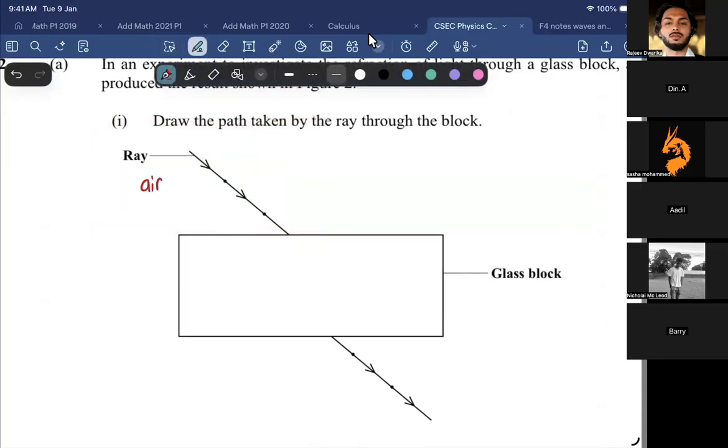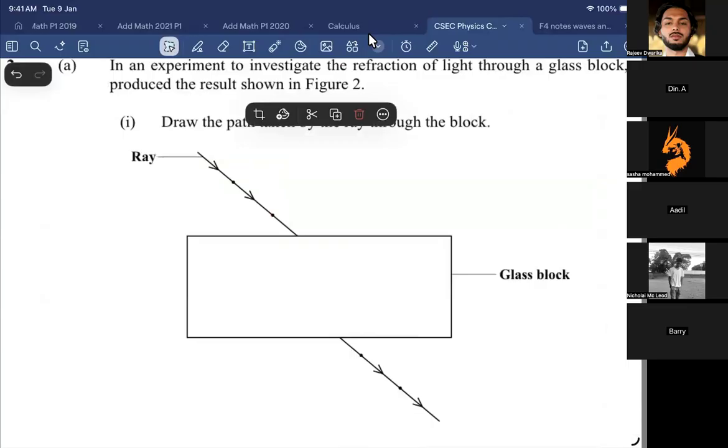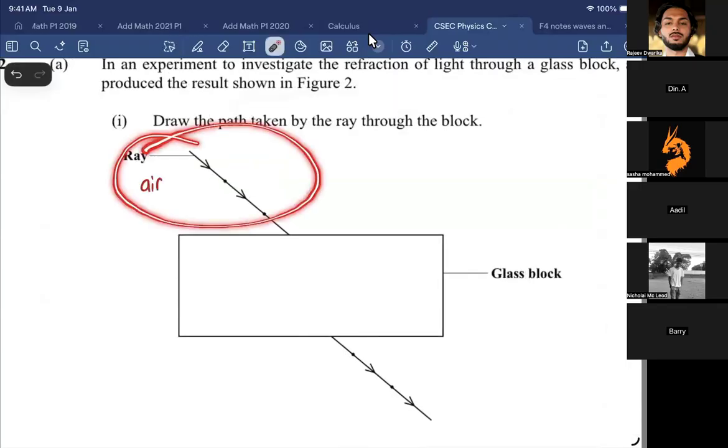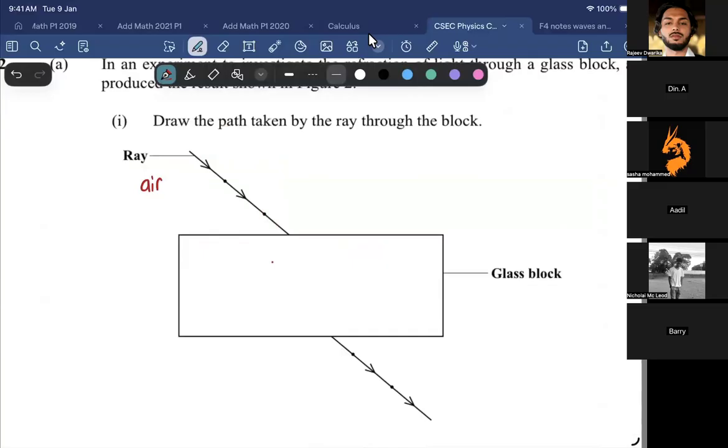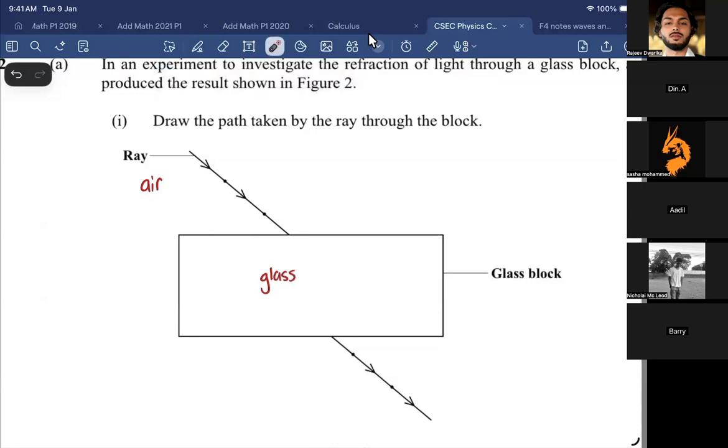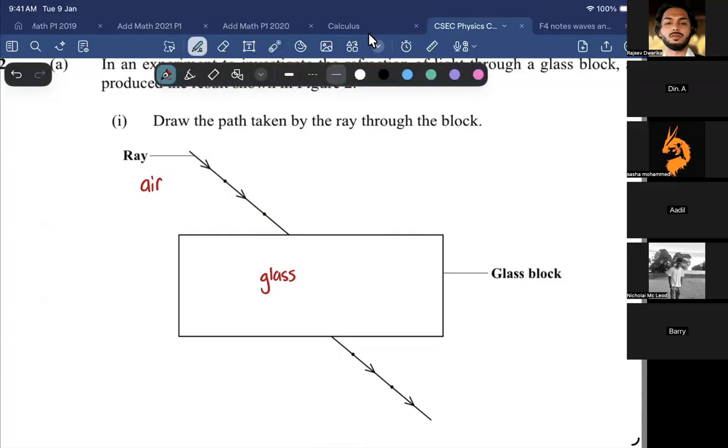Sasha, you're seeing that, right? So outside here is air. This is air over here. And what do you think this is? Glass block. Yeah, this is glass. Now, as you can see, this ray of light is going from air to glass. Which one is more dense, air or glass? Glass. Right, glass is more dense. Awesome. And air is less dense.